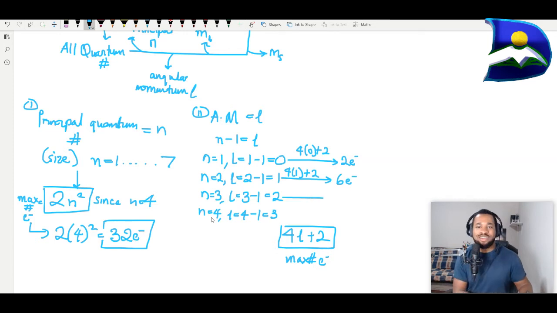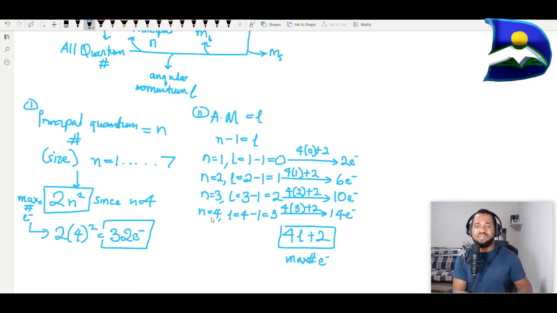And the next one here is 4 times 2 plus 2, that will give us, in this case, 10 electrons. And then for the fourth energy level, to find the number of electrons present in that particular region, we have 4 times 3 plus 2. This will give us 14 electrons.